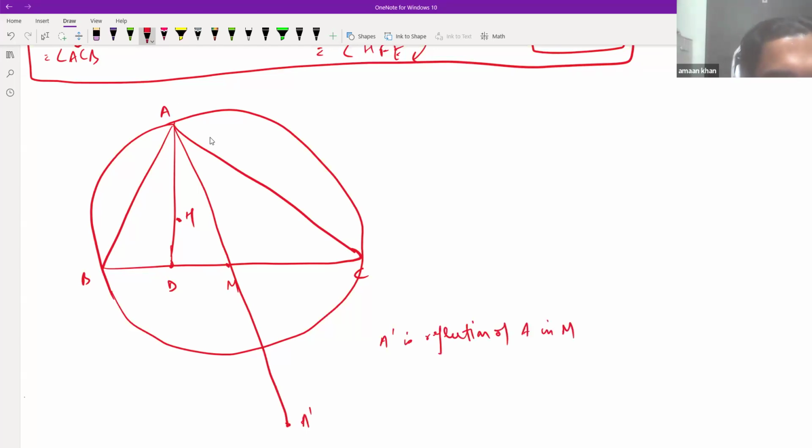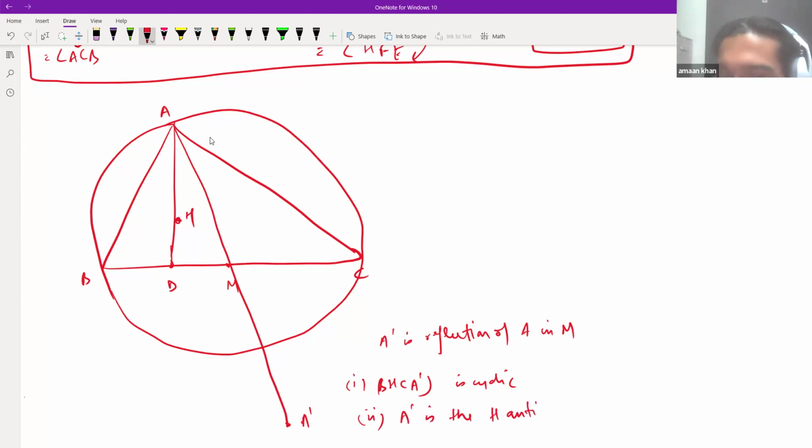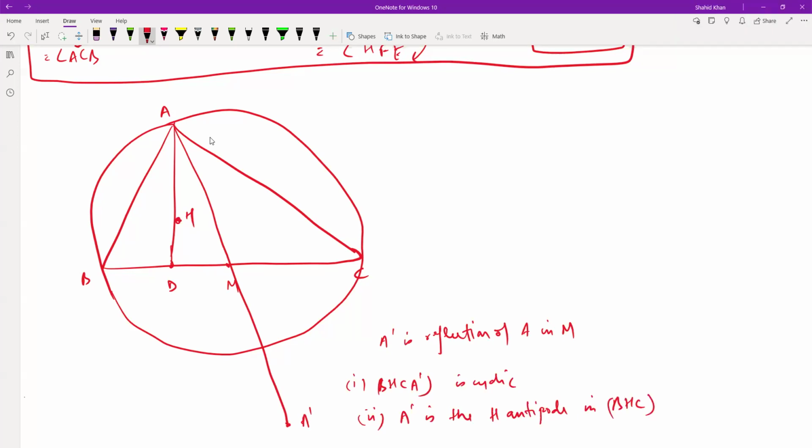So first thing you need to show is that BHC A dash is cyclic. Second thing you need to show is A dash is the H antipode. Does everyone know what an antipode is? I don't know its meaning.